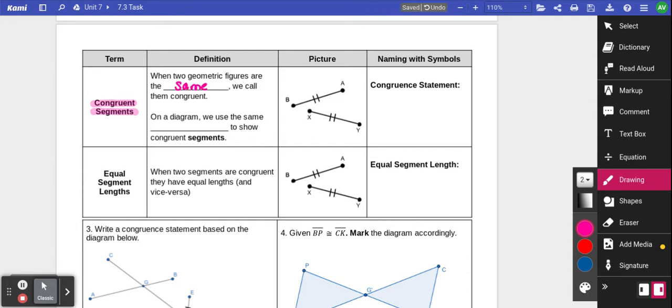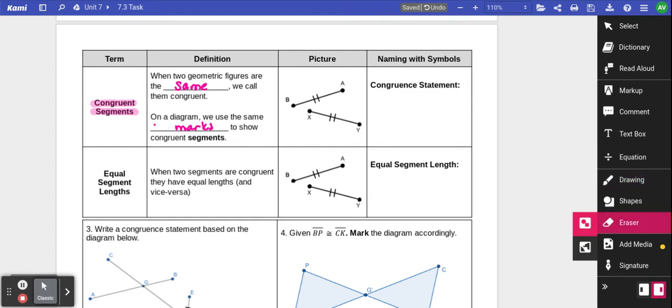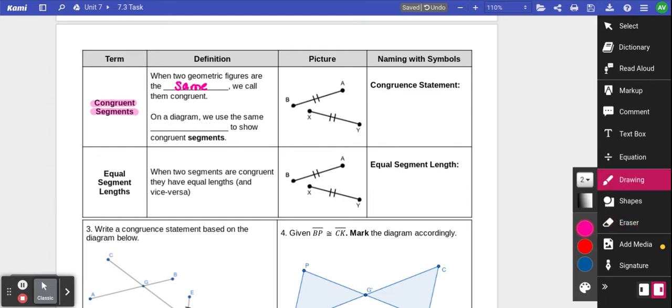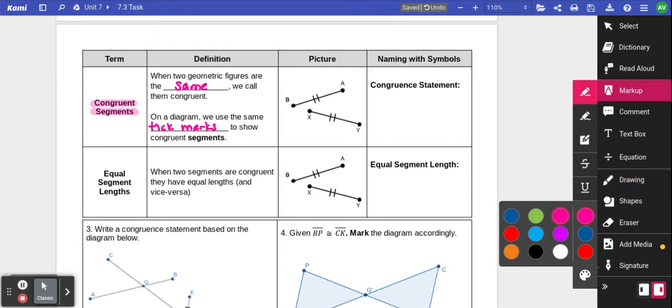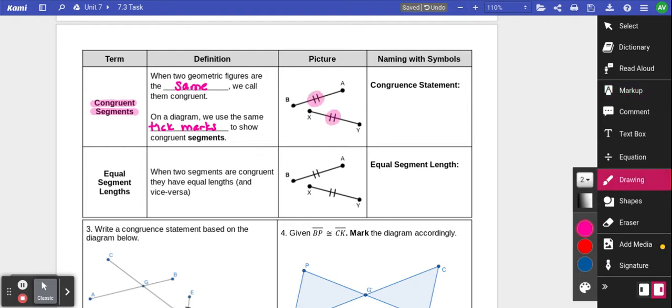In this diagram, we can use tick marks to show that the segments are congruent. So in this diagram, you'll notice that there are two little lines here and two little lines here. That is my visual clue that these two segments are congruent.